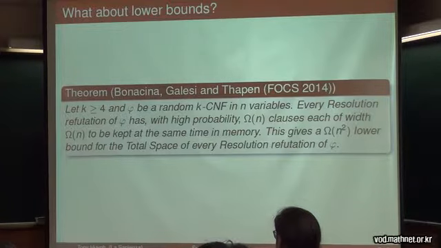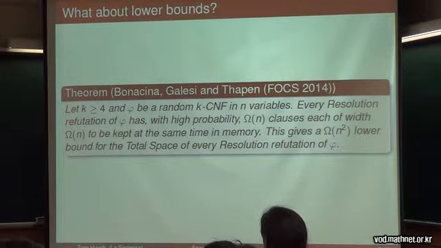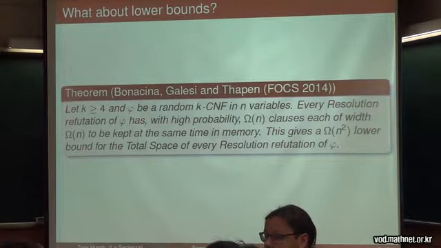So this gives you this quadratic lower bound for total space. How many clauses are there? There's a linear number: you pick some parameter delta and take a linear number of clauses, omega of n, with the constant being something fixed. Yeah. Okay.